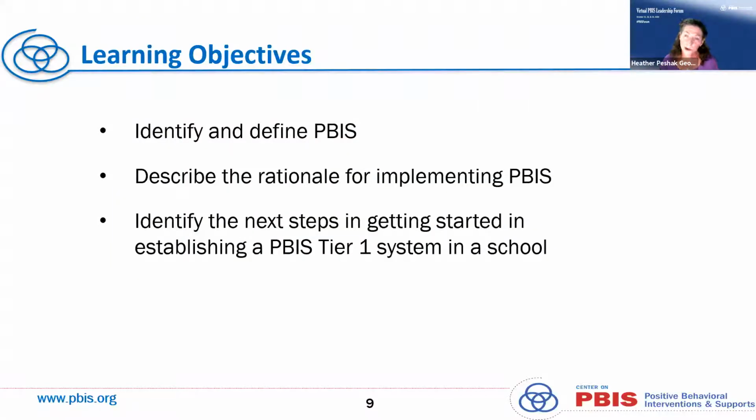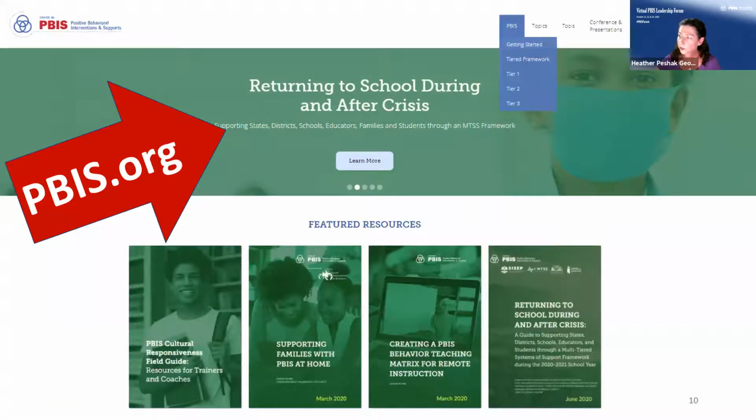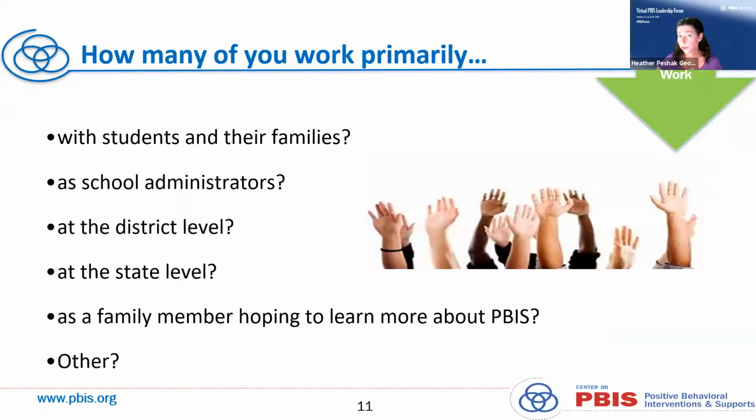So today we're going to talk to you about how to identify and define PBIS, as well as describe the rationale for implementing. I'll be spending most of the time on that, but then Stephanie's going to get into the nitty-gritty and show you specific examples of what it means for next steps to start implementing PBIS. In case you're wondering where's a quick go-to for this information, if you go to our National Center site at pbis.org, there's a button at the top, PBIS. You can go straight to getting started, and a lot of the information that we're covering today can be housed there.